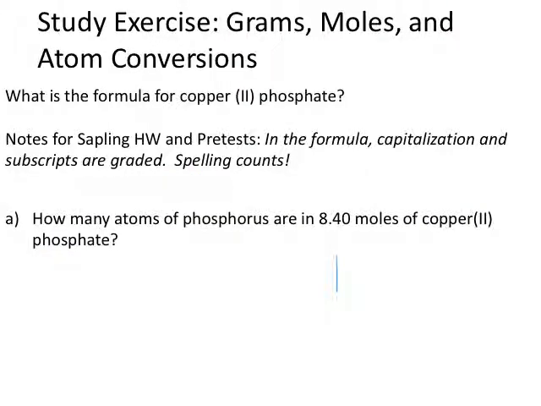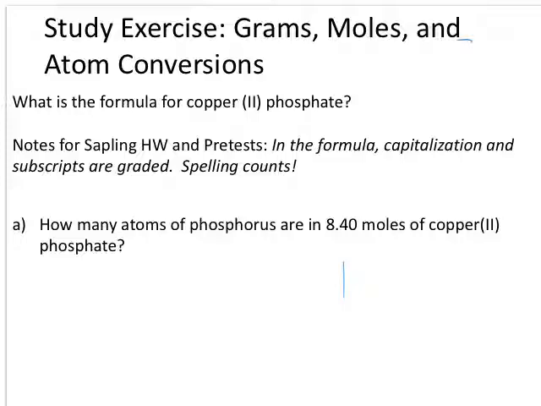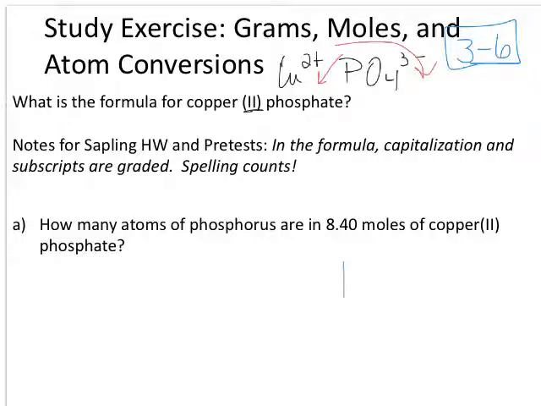Okay, this is problem number 3-6. What is the formula for copper(II) phosphate? Well, copper is a transition metal, and the Roman numeral II means it's a charge of +2. Phosphate, you've memorized those polyatomic anions, PO4 3-. The overall charge needs to be 0. So we're going to end up having 3 coppers and 2 phosphates.